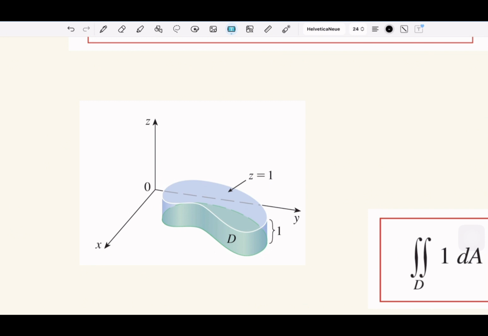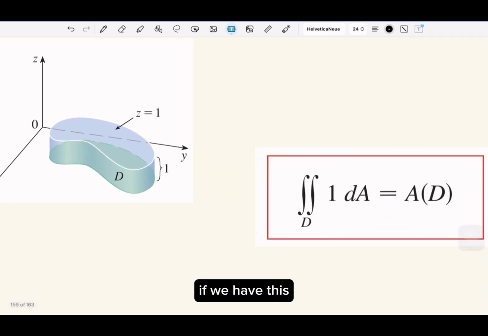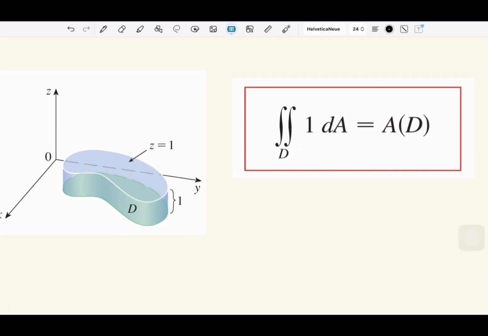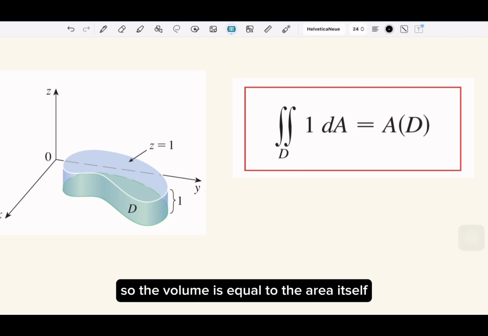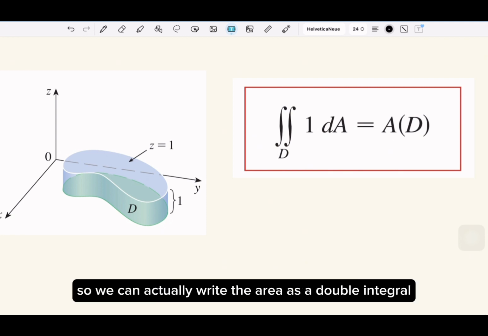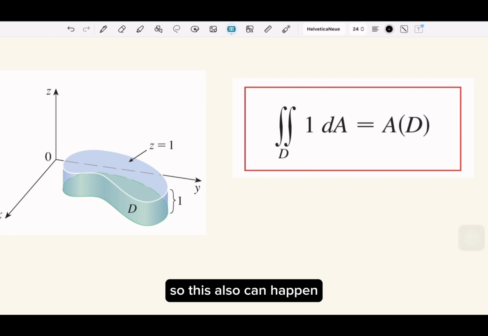Or if we have this, it's actually the area itself, right? Because the height is only 1, so the volume is equal to the area itself. The volume that we previously stated as the volume of solids, if the height is only 1 unit, is actually the area itself. So we can actually write the area as a double integral. So this can also happen.